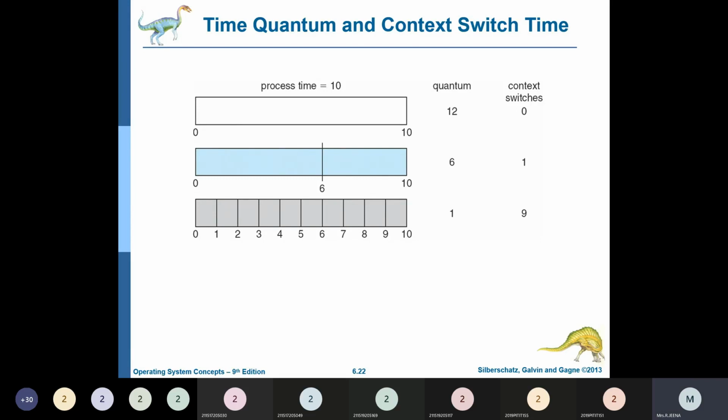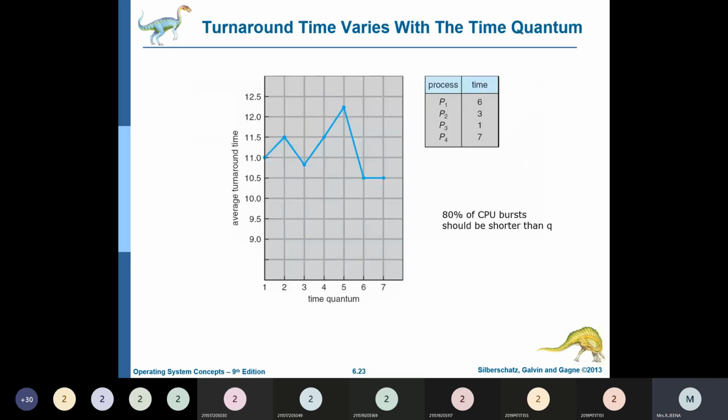Likewise, if it is 6, then the context switch will be 1, because first 6 will be processed. Then the remaining will be 4, right? So again we have to switch. So 4 will be completed within that 2. So the context switch needed is only 1. For 12, it does not need any context switch because 10 is lesser than 12. So at a stretch it will finish its process.